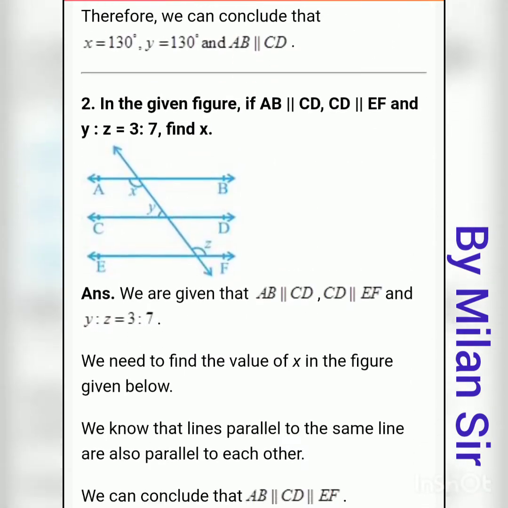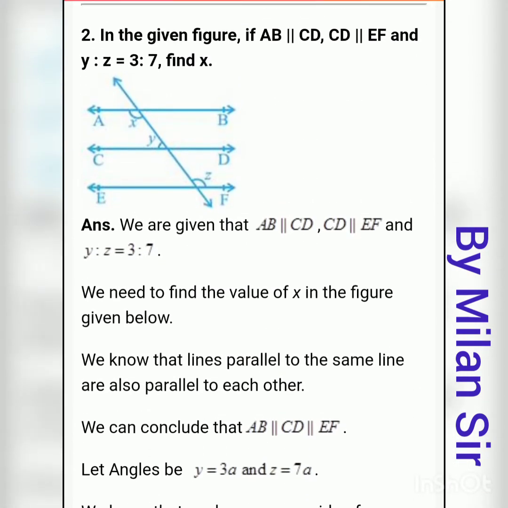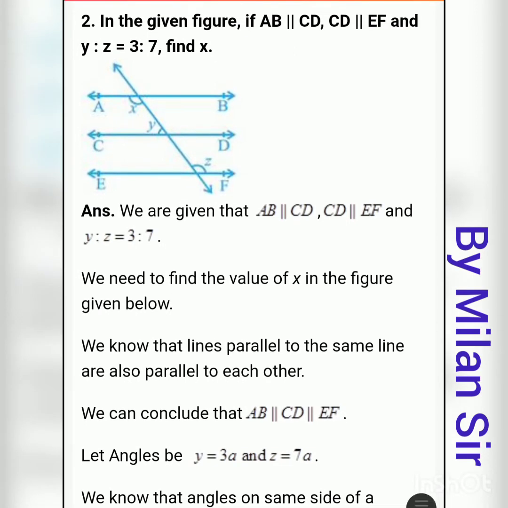After that, question number 2. First of all, read this question. In the given figure, if AB is parallel to CD, CD is parallel to EF, and y:z is equal to 3:7, find the value of x. Here AB is parallel to CD and CD is parallel to EF, and y:z is 3:7. Find the value of x.